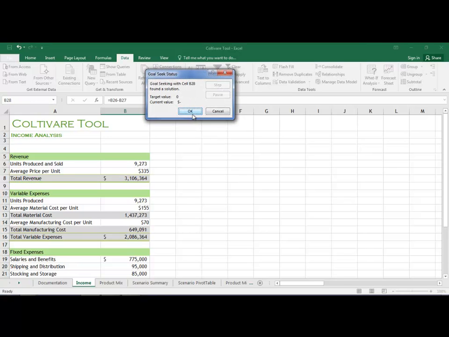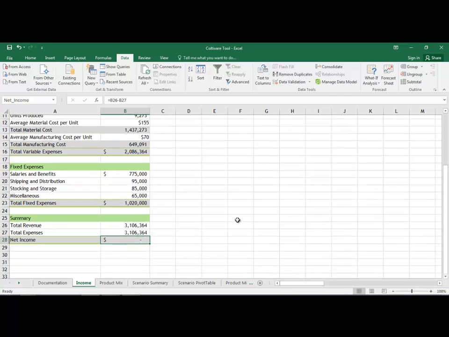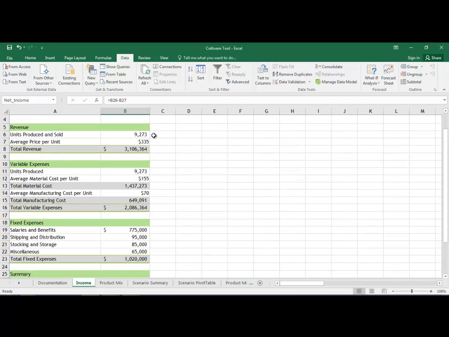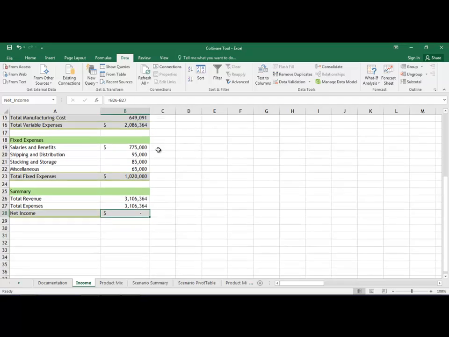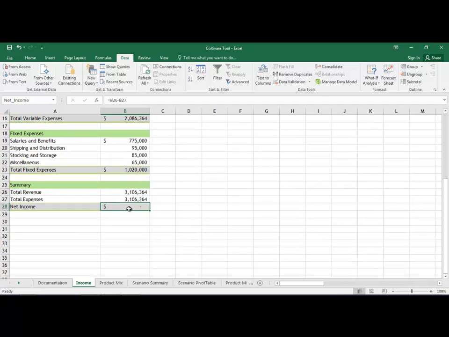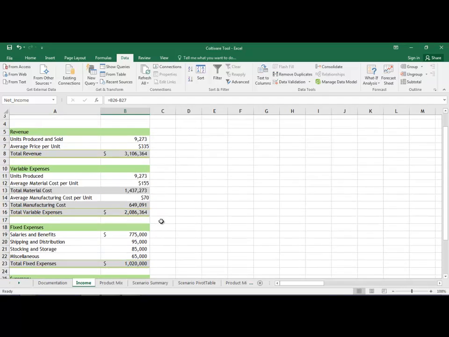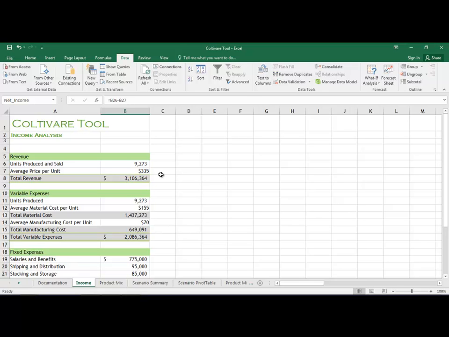And so what this says is if I produce 9,273 units, I will have a net income of 0. That is my break-even point. So 9,273. When I sell 9,274, I've now made some money. I'm making a profit. So this is a very important number for us, the break-even point. We'll just stick that in the back of our head because we'll see the break-even point come back at different times.